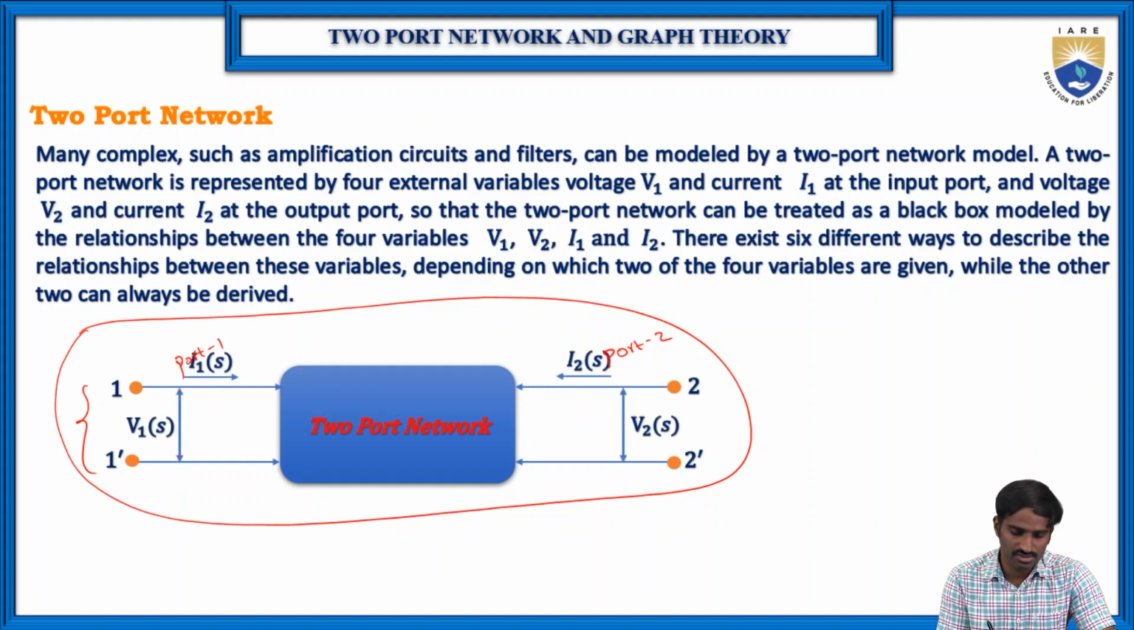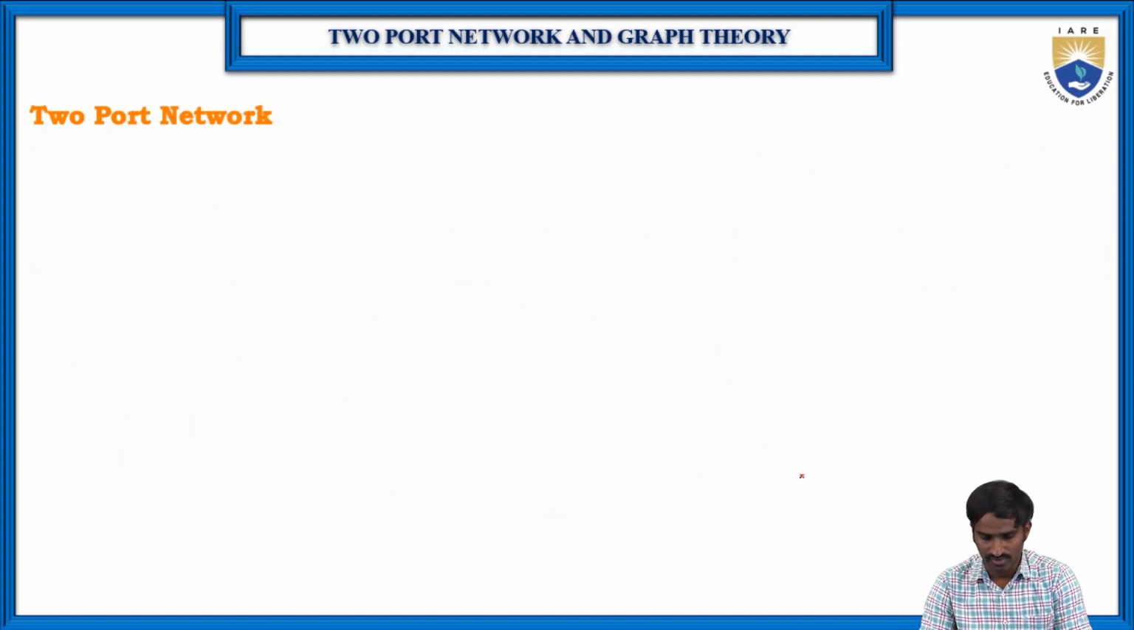Here are the variables we are considering for the input and output sides. Because this is an electrical circuit that we are converting into a two-port network, the electrical parameters are voltage and current. On the input side, the current is I1 and the voltage across the port 1 terminals is V1(s). Similarly, on the output side, the current is I2(s) and the voltage is V2(s).